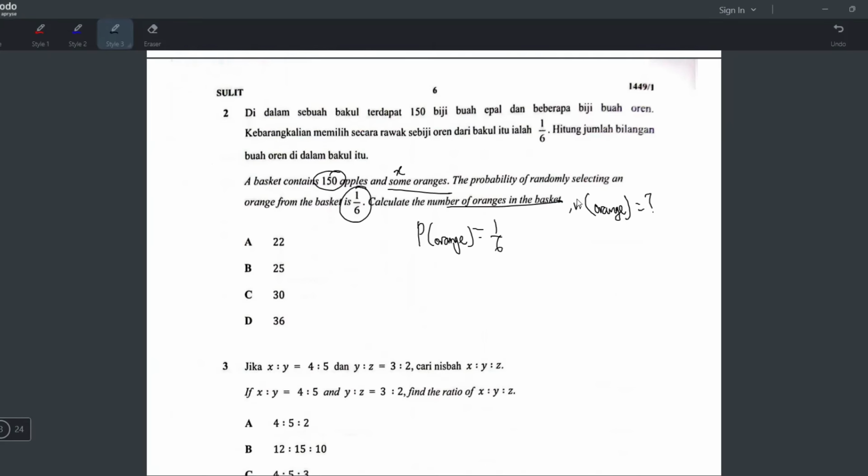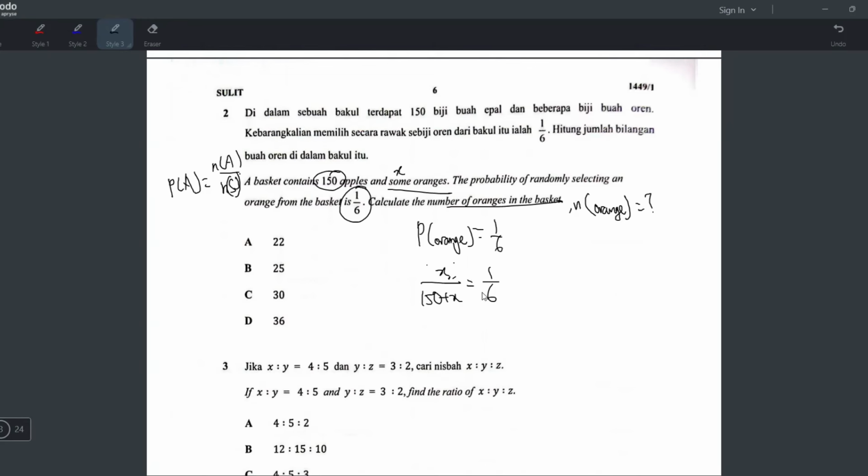The formula for probability is P(A) equals n(A) over n(S). So the probability of orange comes from the number of oranges divided by the total. The total is 150 plus X, and the number of oranges is what I want to find, which I already called X. So the probability of orange is X divided by 150 plus X. And now we can find X from here.